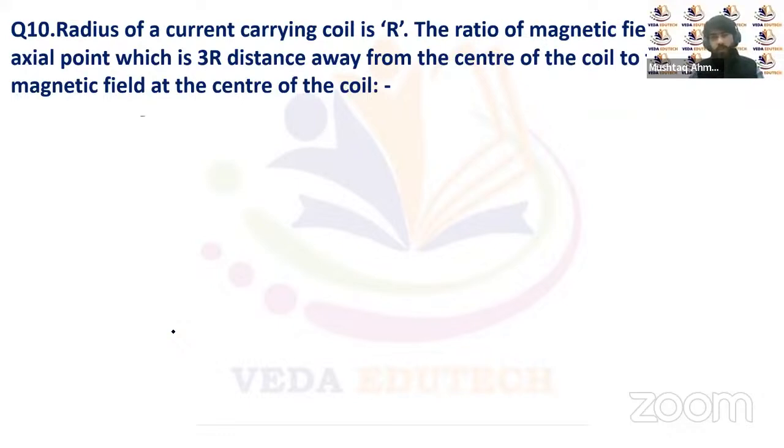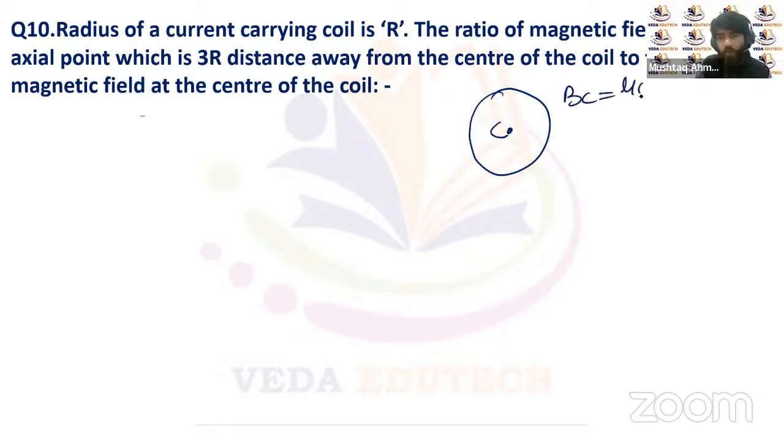Now let's discuss question number 10. The question says that the radius of a current carrying coil is R, and asks for the ratio of the magnetic field at an axial point, which is 3r distance away from the center of the coil, to the magnetic field at the center of the coil. Now we know that the magnetic field due to the coil at its center is BC, that's equal to mu naught I upon 2r, right? And if there are N turns of the coil, then BC has to be N times, mu naught N I upon 2r, right?